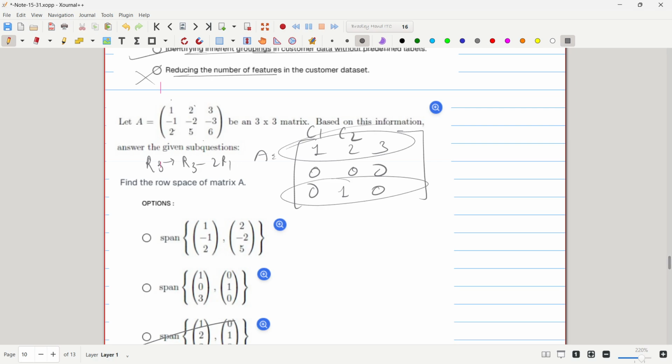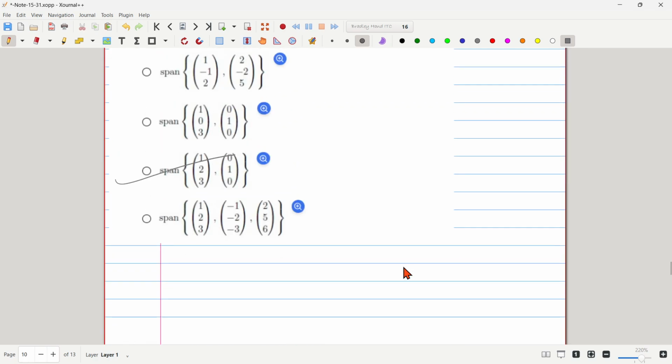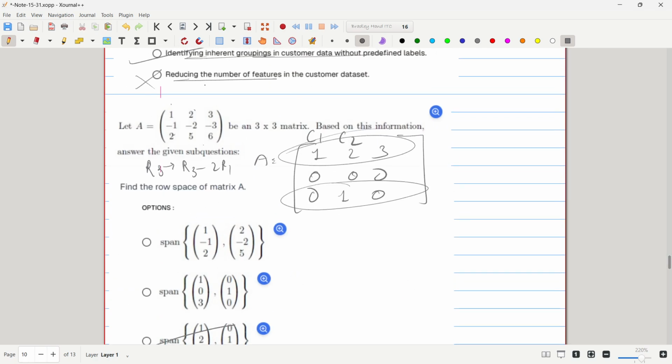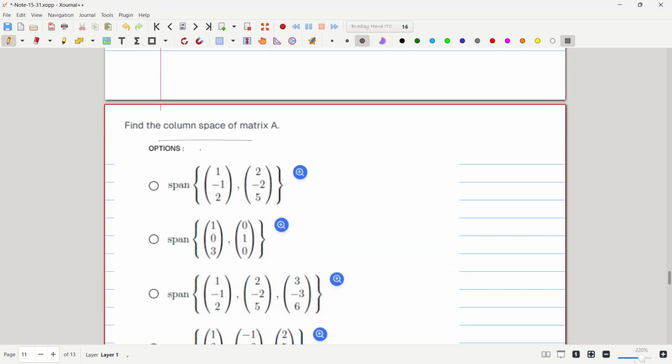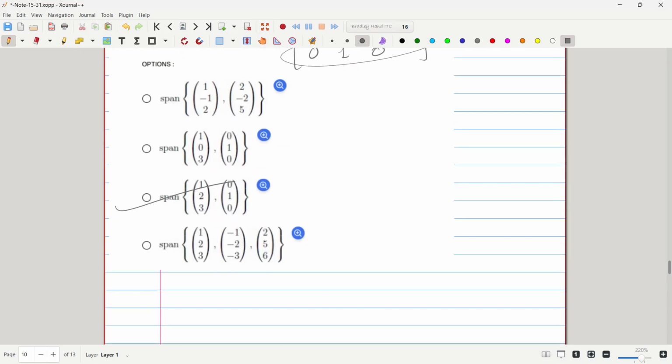You can see column 1 and column 2 contain the identity element, right? So for the column space, we will consider these two columns: 1 minus 1 2, and 2 minus 2 5. So this is your column space. This is your row space. This is your column space.